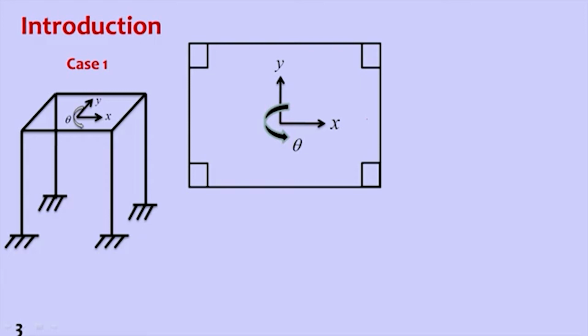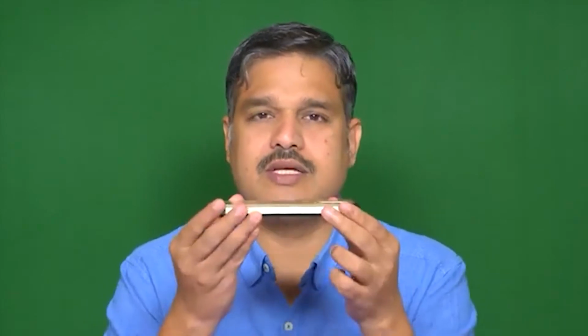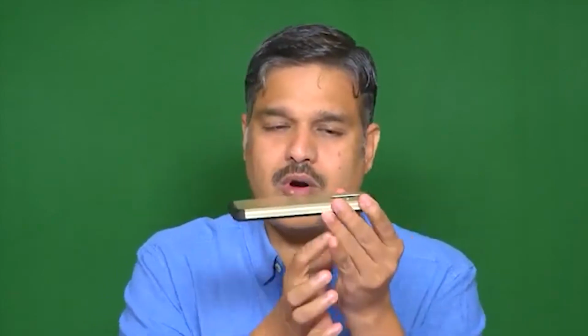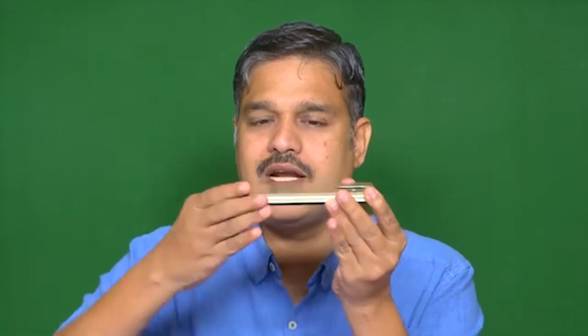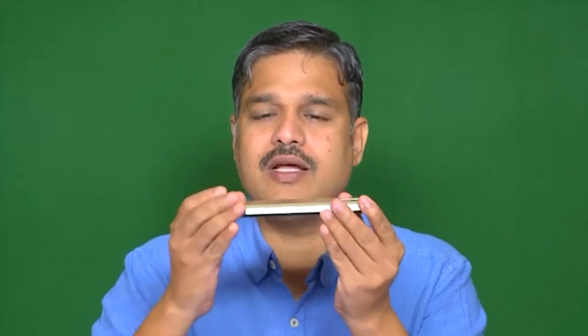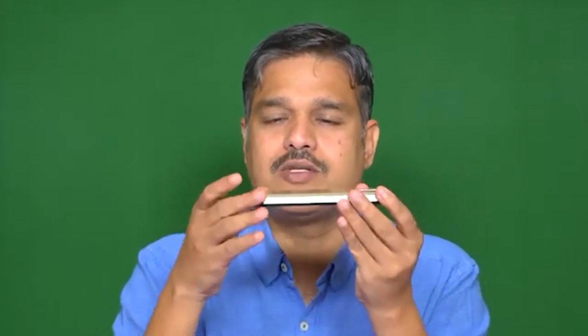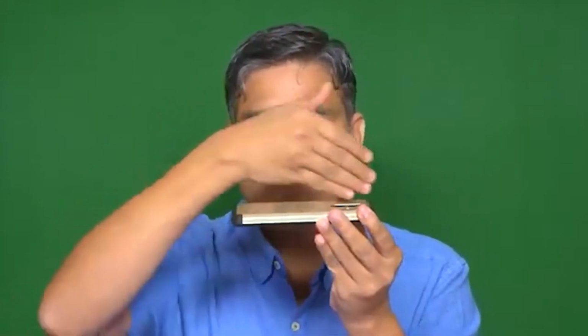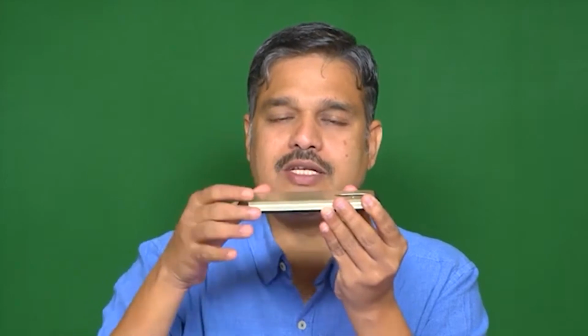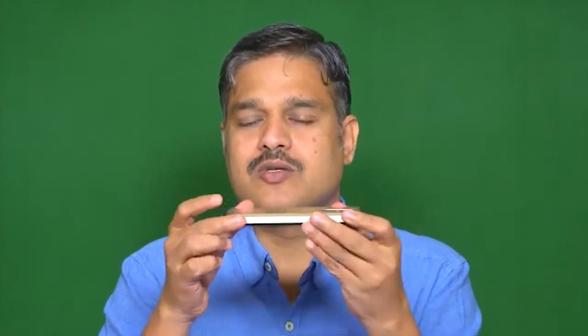Look at this slab supported by 4 columns. If I pull in one direction and leave it, it will oscillate. If I pull in another direction, it will oscillate. And if I give rotation, it will twist. If I pull and it oscillates in one direction only, that means it is symmetrical along the x axis. If I pull in y direction and it oscillates only in y direction, it is symmetrical along the y axis. So how does it become symmetric along the x axis or y axis?